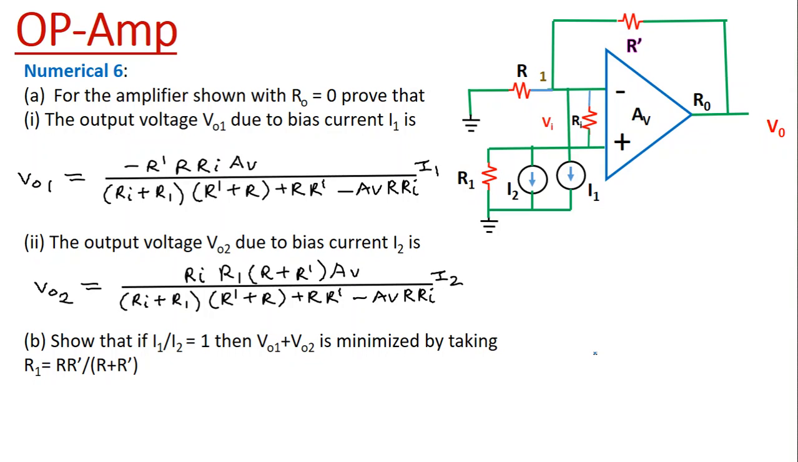So it has two parts, and the first part has two subparts also. This is the circuit diagram which is given. It has two current sources, I1 and I2. First we will find VO1 with respect to I1 when I1 is acting. For the second part we have to find VO2 when I2 is acting. So we apply superposition theorem here.